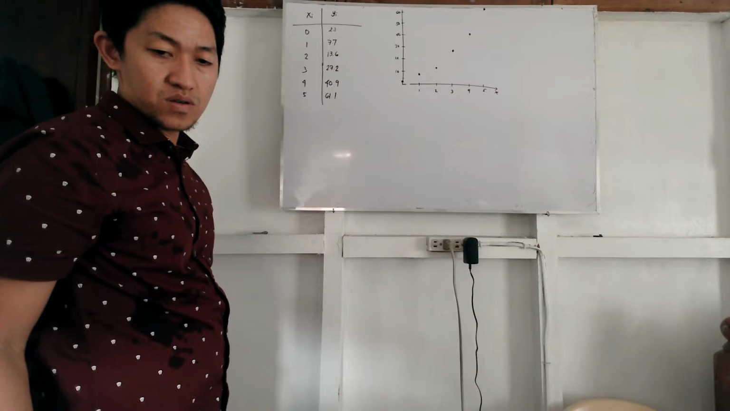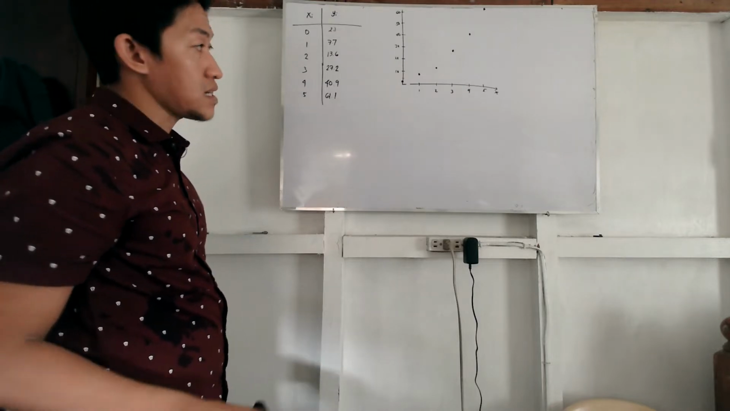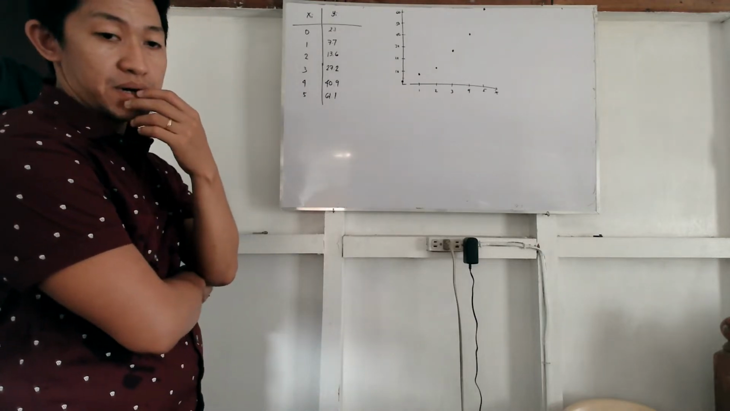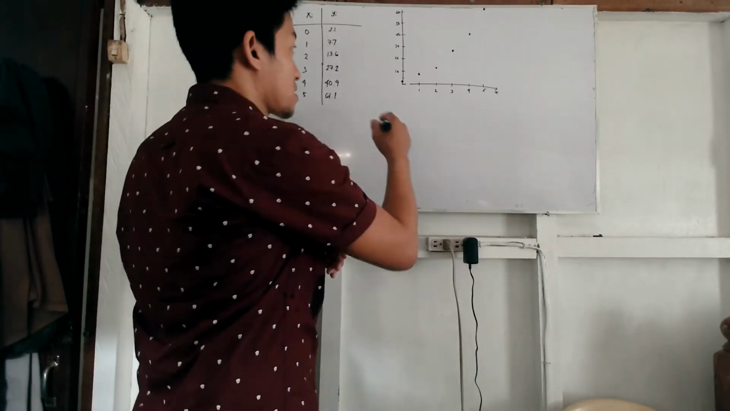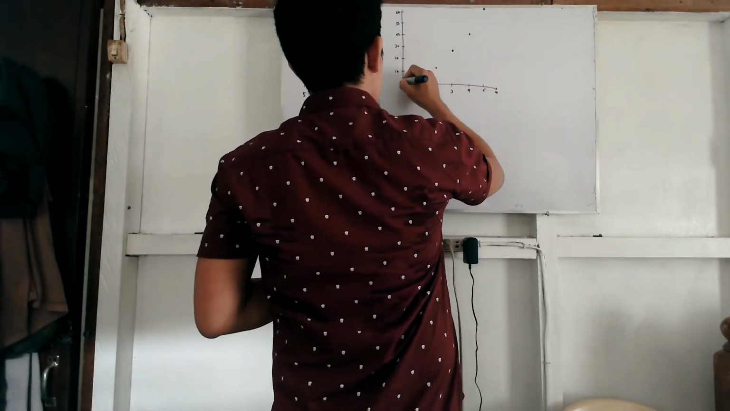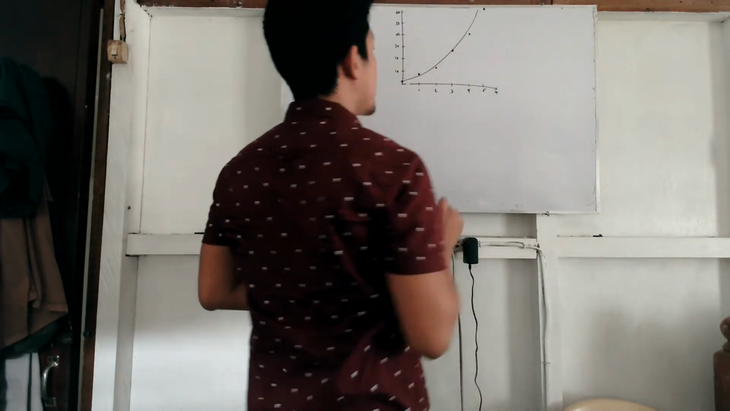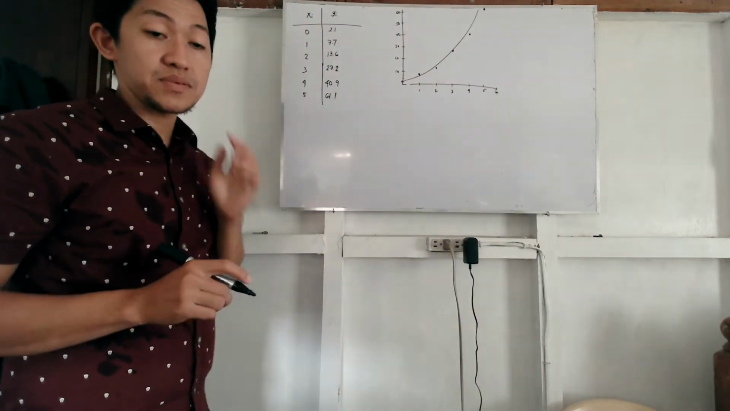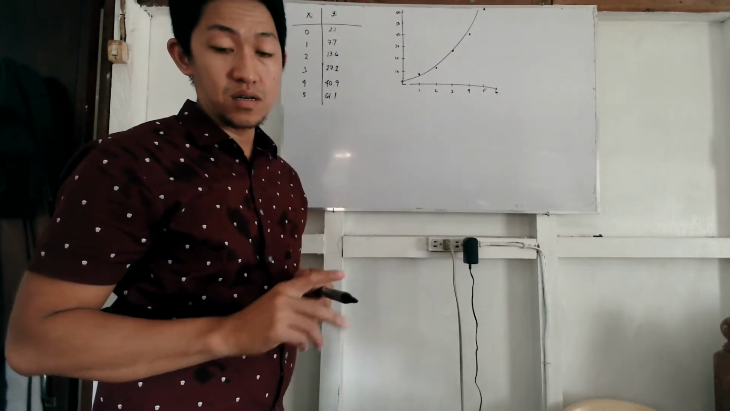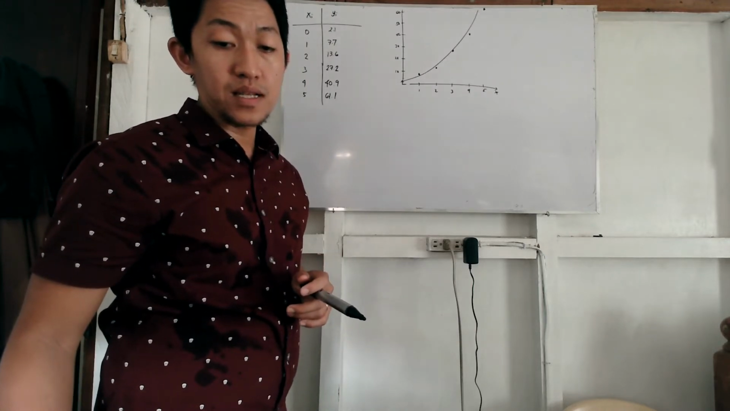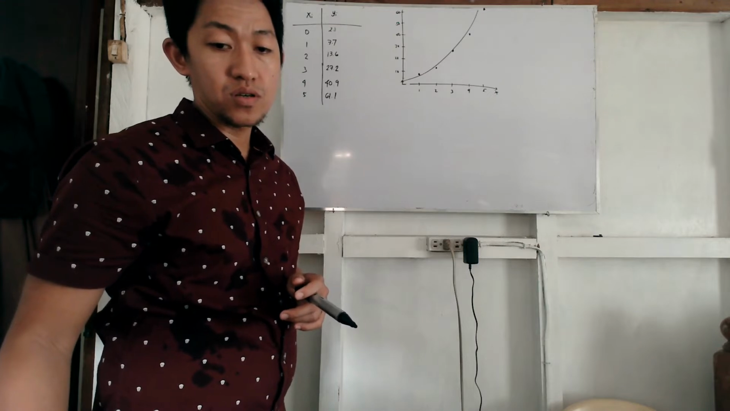So, it is apparent that we cannot use linear regression because of how the graph of our points looks. So, we will use polynomial regression. Okay?